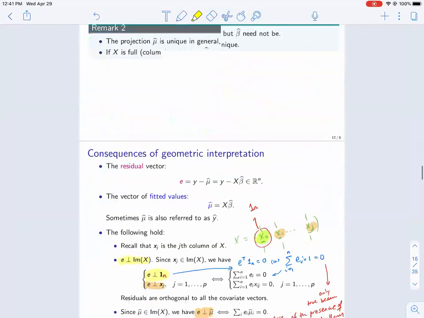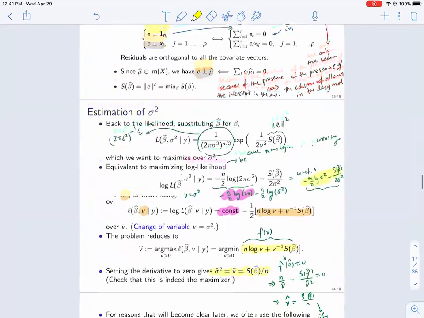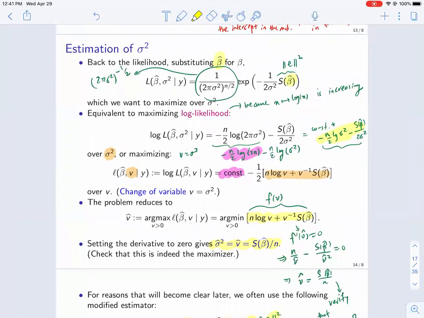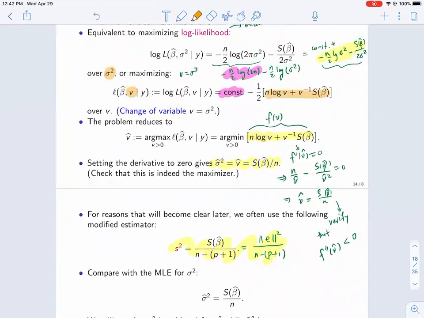Okay, so there are some consequences of this, which I'm not going to repeat. Then we went back and plugged the estimator that we got, beta hat, into the likelihood. Now we got a likelihood which is only a function of sigma squared. Then we maximized over sigma squared, which is equivalent to minimizing this other function here. You can minimize this by taking the derivative and setting it equal to 0. We ended up deriving this expression for sigma hat squared.